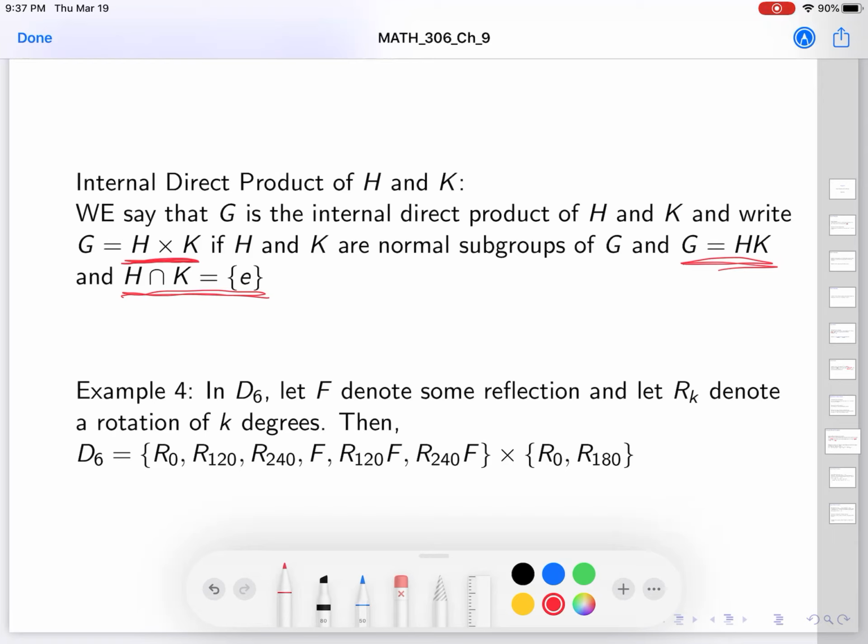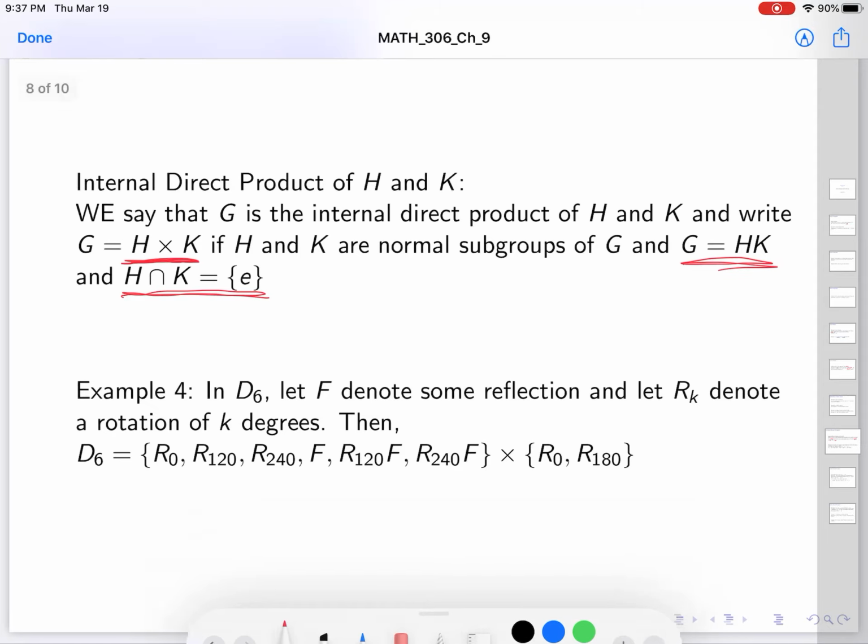Now I do encourage you to read through your book and play with some of the examples that it gives you as we're thinking about internal direct products. Hopefully by the time we get through the end of the chapter here together, you have a good working idea, but your book has a lot more examples that can clarify what an internal direct product is and how to work with it.